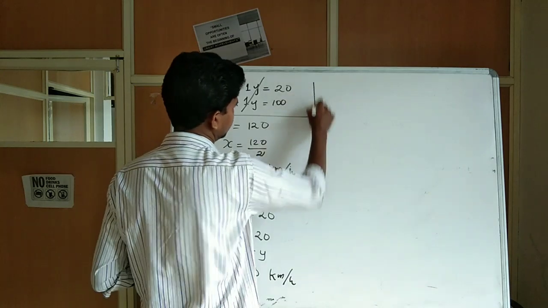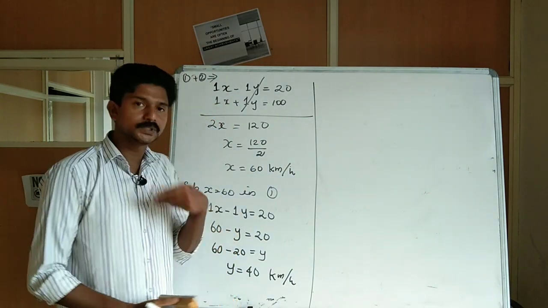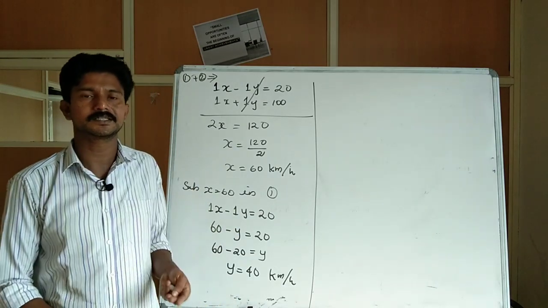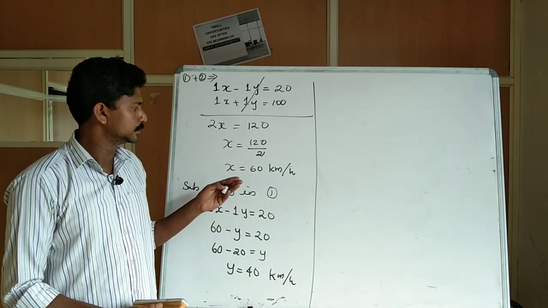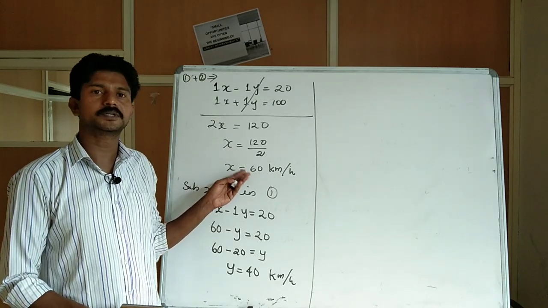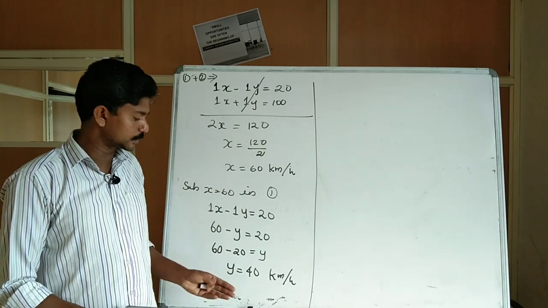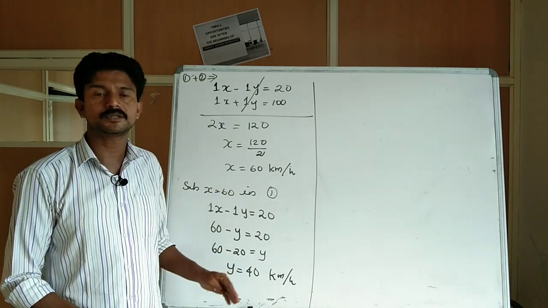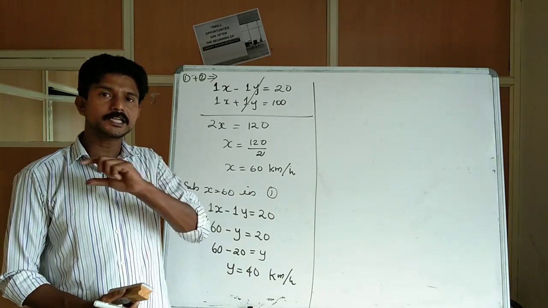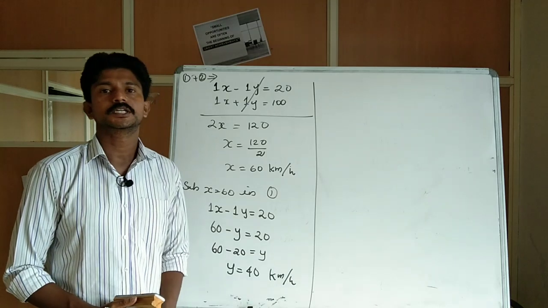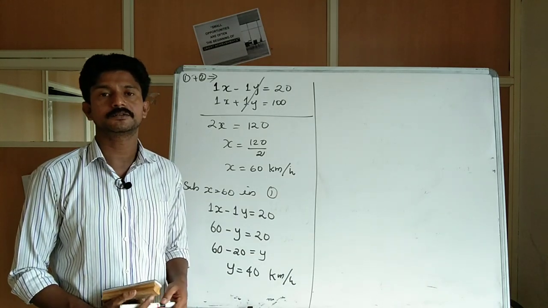Finally, we write the answer in a sentence. The speed of the car that starts from place A is equal to 60 kilometer per hour, and the speed of the car that starts from place B is equal to 40 kilometer per hour. It is very, very important to write the answer at the bottom. It gives a good impression to the evaluator.